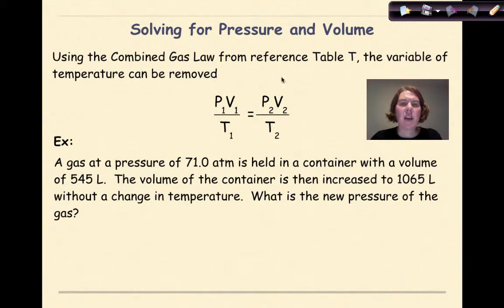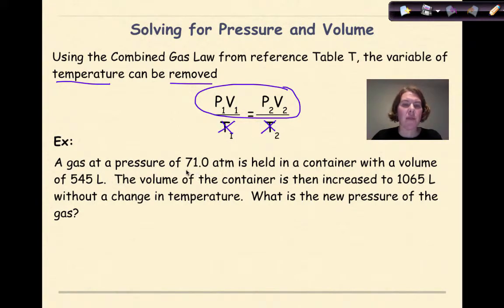Using the combined gas law from reference table T, the variable of temperature can be removed. And if we remove that variable, like temperature 1 and temperature 2, we see this inverse relationship that we're going to focus on right here, where we have a P1 and a V1, which is our initial pressure and our initial volume, and a P2 and a V2, which is our final pressure and our final volume. So let's do a practice problem.